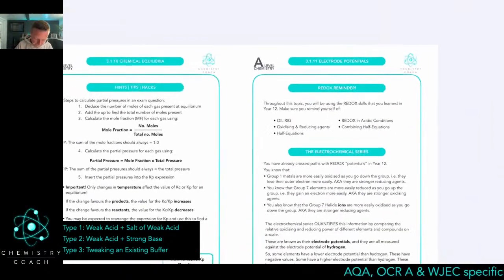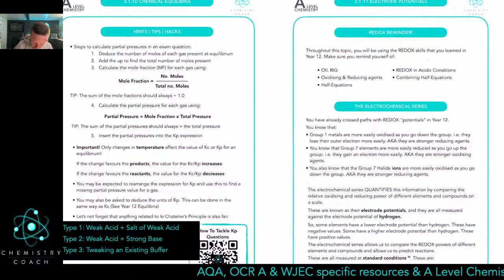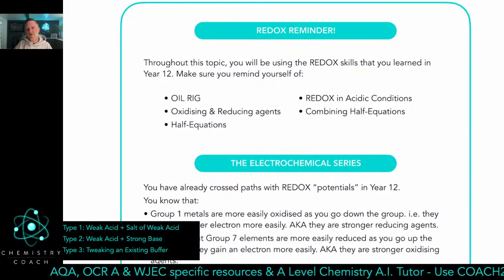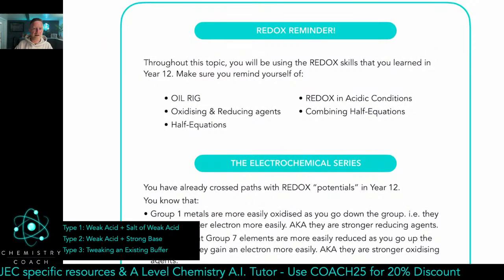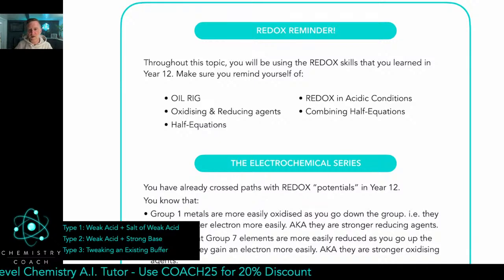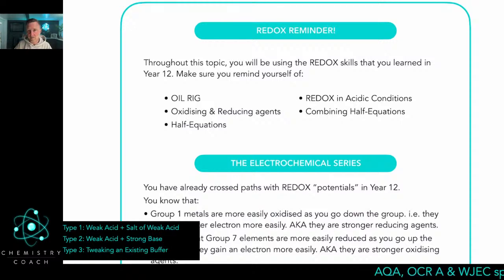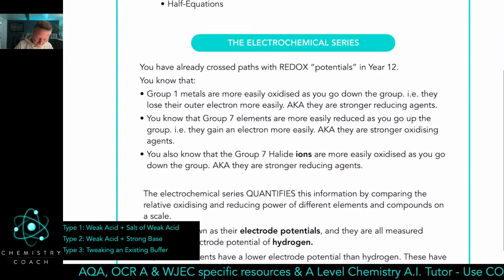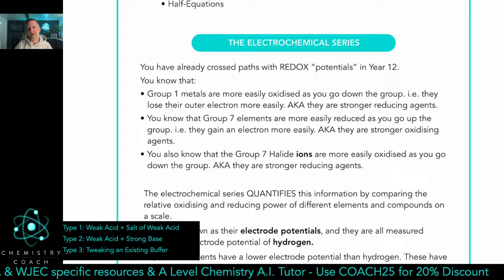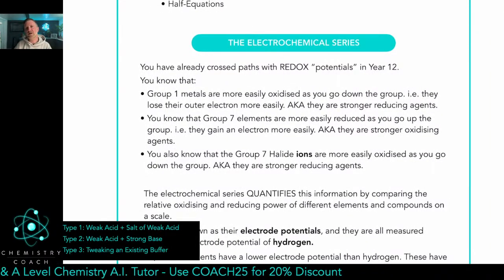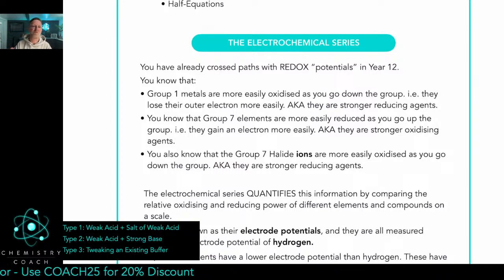So let's go over to the book again, okay? A bit of preamble here about redox, OIL RIG, oxidizing and reducing reagents. This is all from year 12, okay? Combining half equations, all these skills are super, super important from year 12 before you get going in electrochemistry in year 13. So redox potentials, okay? It's about how powerful an oxidizing or reducing agent something is. You've already looked at this in year 12.